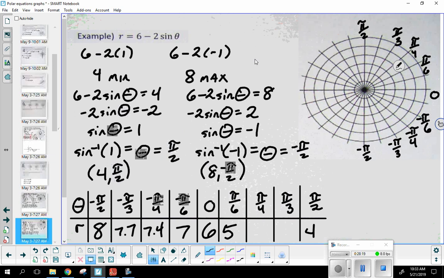Okay, 2 to go. Susie. Pi over 4, 45 degrees. Got 4.6. And Ford, why don't you finish that up for me? Pi over 3, or 60 degrees. 4.3. Perfect.